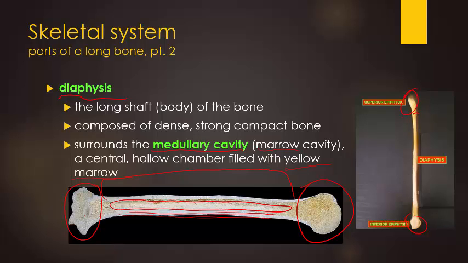So epiphyses, and then here we have the diaphysis. Ooh, and I just noticed those labels. Those are bad. Not superior and inferior, of course, but proximal and distal.